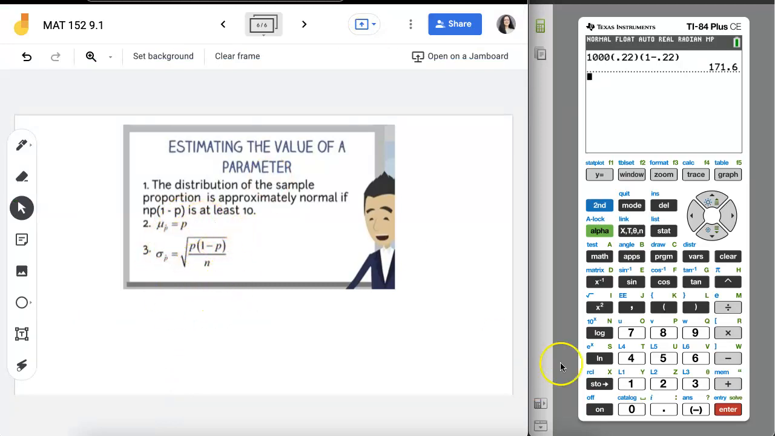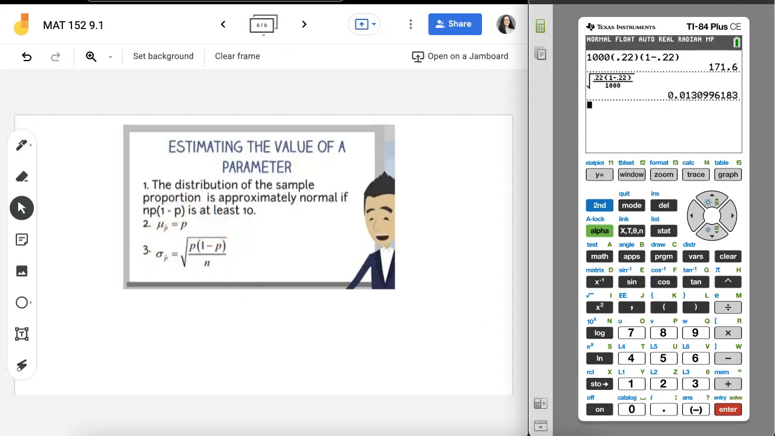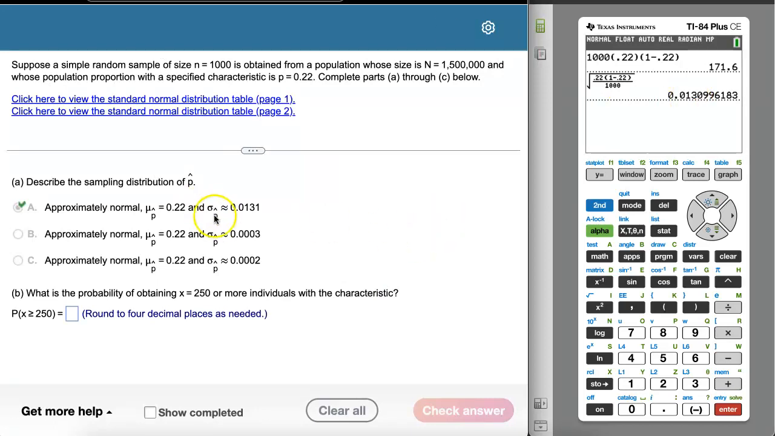So let's do that in the calculator. I just type that in with the values that we had, and here's how I get the standard deviation of the sample proportion, being approximately 0.0131. Okay, so that's why answer choice A is the best answer choice. Now, from here, we've just done all these things because we're going to use a normal distribution to describe this sampling distribution of p hat.